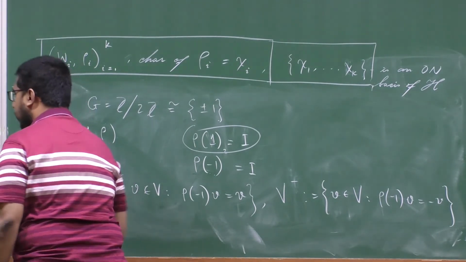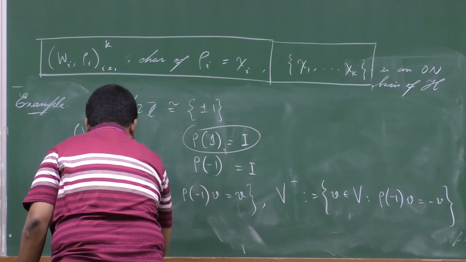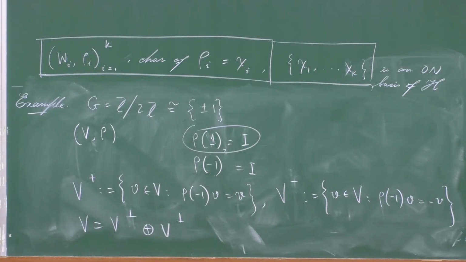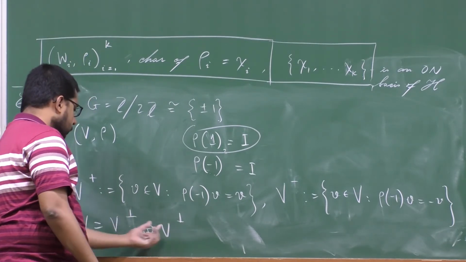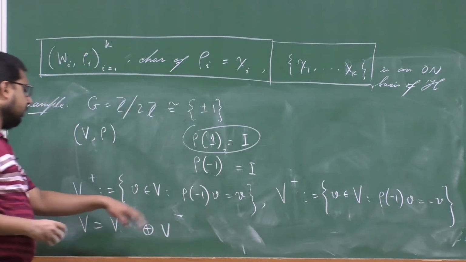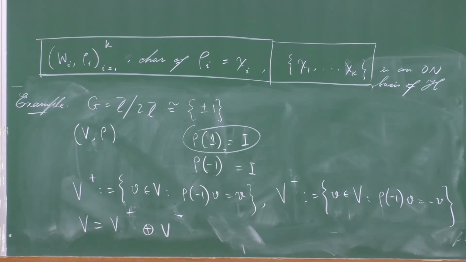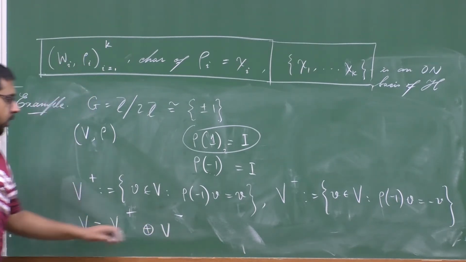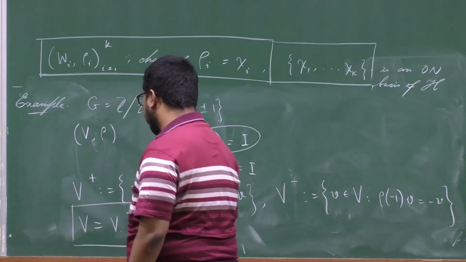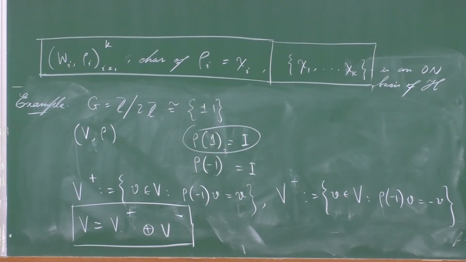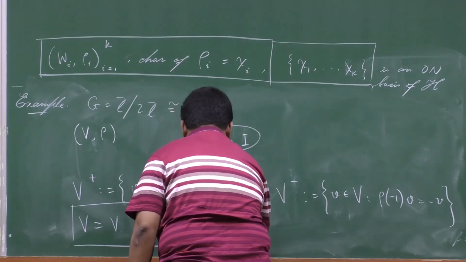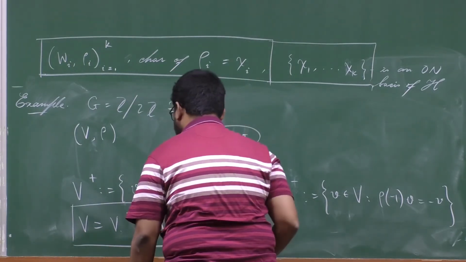So the canonical decomposition that we are looking for is basically this. Both V positive and V negative are invariant under the action of G. So this is a decomposition, and of course when I say that this is going to be the canonical decomposition, I have to establish that, which will follow from the general thing that I am going to do. Claim: this is the canonical decomposition.